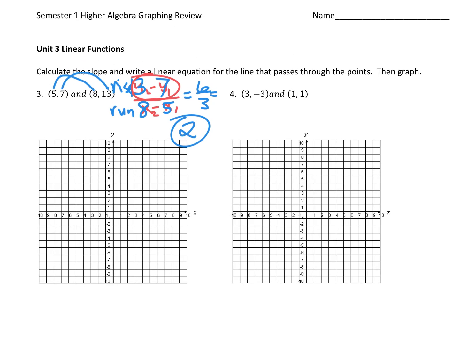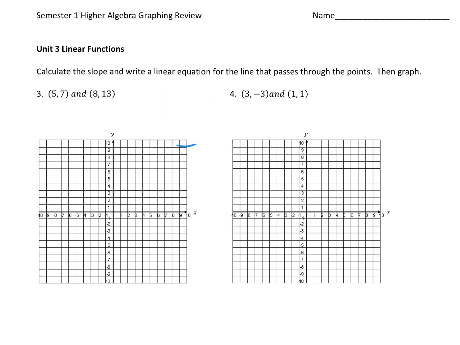Now, it says, write a linear equation for the line that passes through the points. I thought I did all this work to get the answer. All I got was the slope. Everybody write m equals 2 underneath this problem if you haven't already. I already showed you how to do it. Hopefully you took some notes on that. But now here's the rest of it.